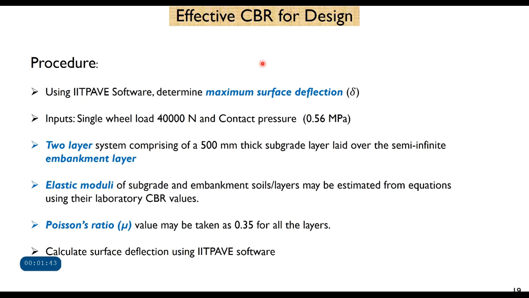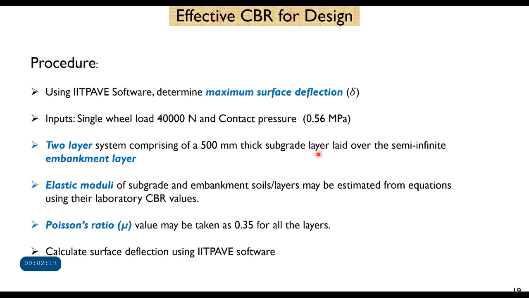Now, how do we determine effective CBR in case subgrade is provided on embankment and the soil used for embankment and subgrade are different? So first we calculate the maximum surface deflection from IITPAVE software, and for that the input parameters will be single wheel load of 40,000 Newton and contact pressure of 0.56 MPa. It will be a 2-layer system where a 500 millimeter thick subgrade layer is laid over a semi-infinite embankment layer.